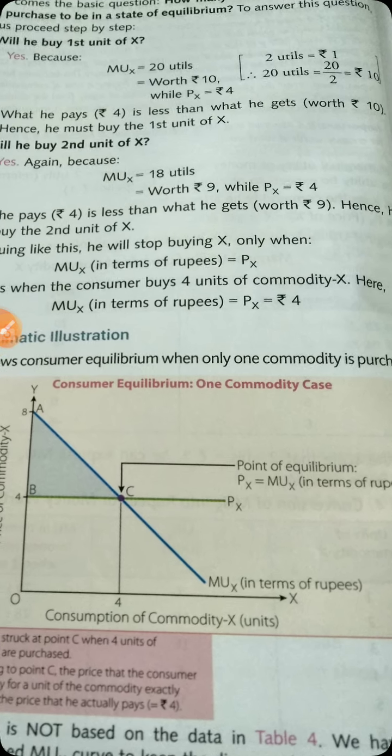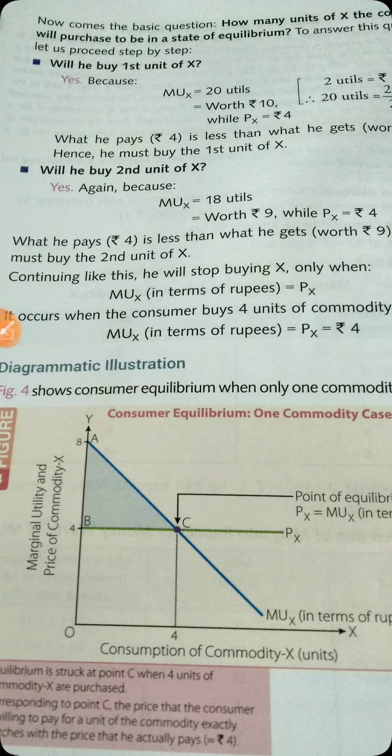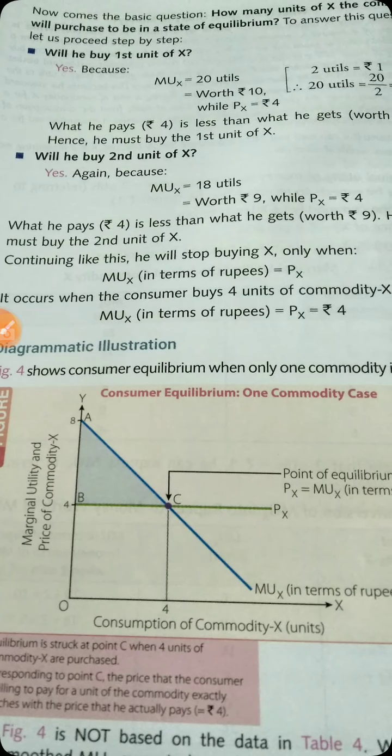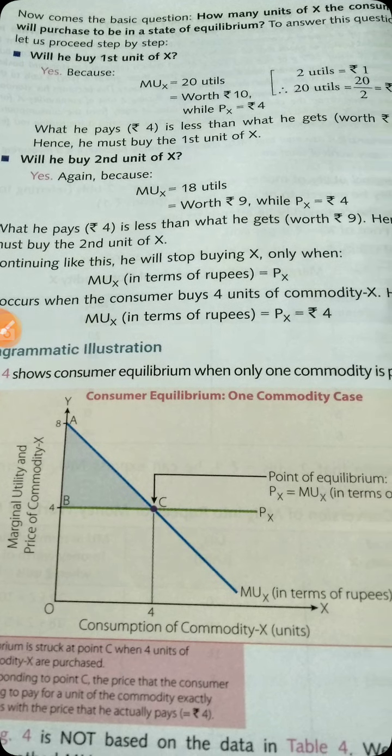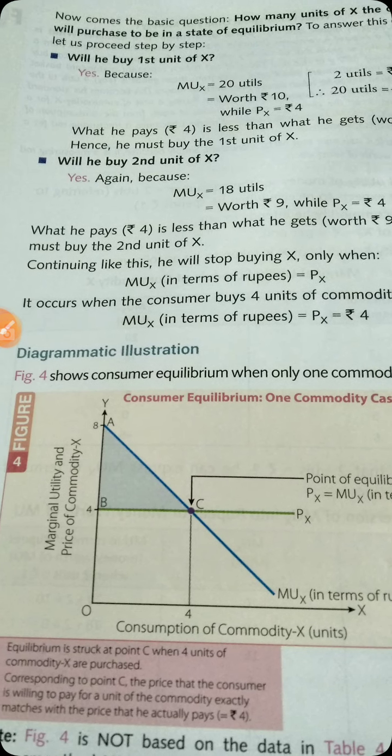Watch it very carefully. Will he buy the first unit? If he buys the first unit, marginal utility is equal to 20 utils, isn't it? We are using the same data from the previous page. The 20 utils is worth rupees 10 when we divide it by 2, while the price of the commodity is rupees 4 per unit. What he pays, rupees 4, is less than what he gets, rupees 10. He pays rupees 4 and gets the worth of rupees 10. So will the consumer buy the first unit of X? Yes, he will buy. Clear?